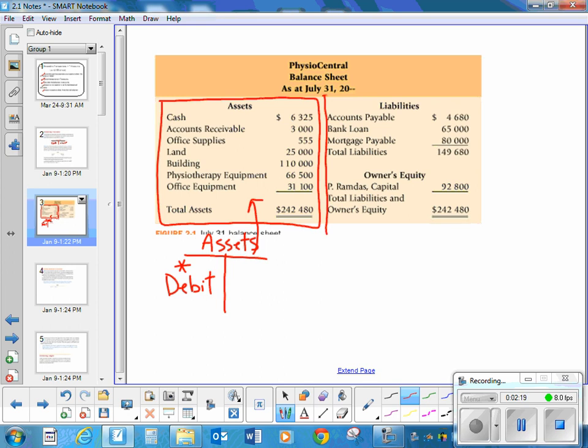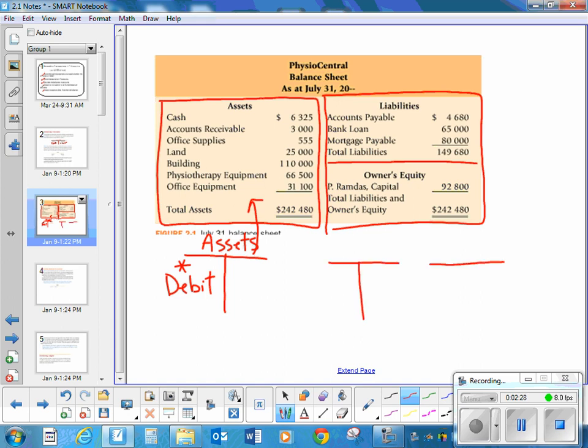Our liabilities and our owner's equity are located on the right side. So they're going to look like this. They are going to have normal credit balances, and I'll explain to you what that means in a bit. Same with owner's equity. They're going to have normal credit balances.